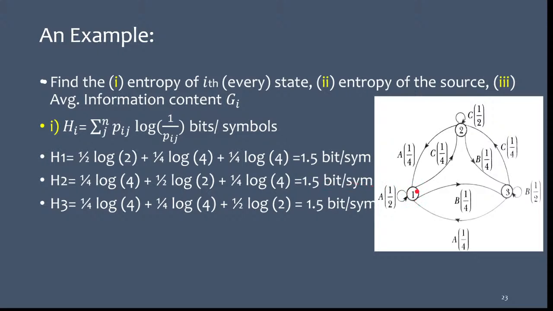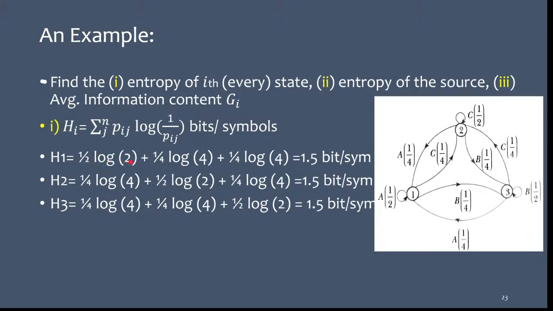From state number 1, to which states does the system transit? For example, from state 1, it will transit to state number 1 itself. Or from state 1, it can go to state number 2 with this probability. Or from state number 1, it can go to state number 3 with this probability, 1 by 4. So that's what you have to consider here.